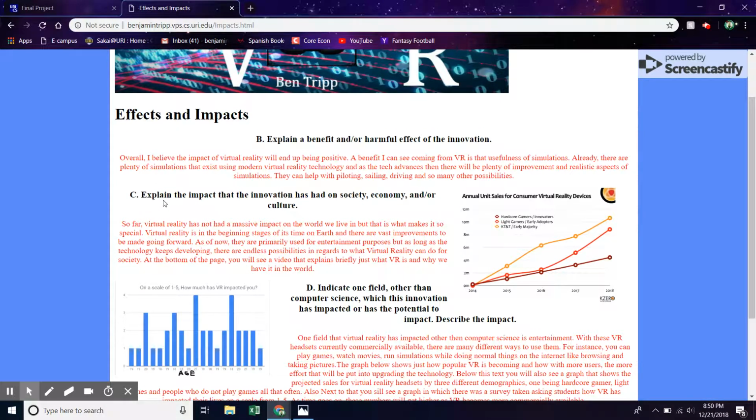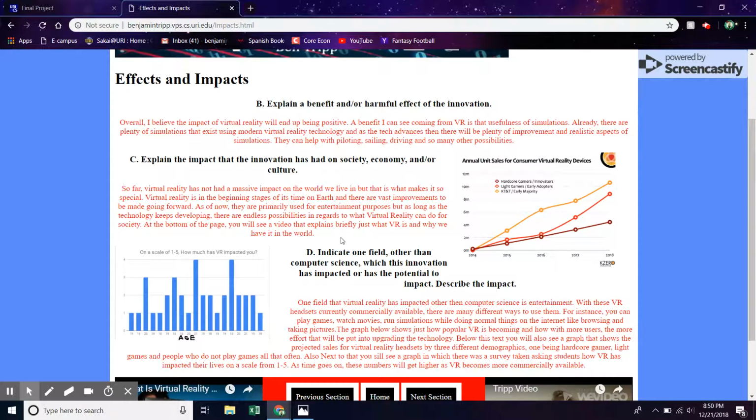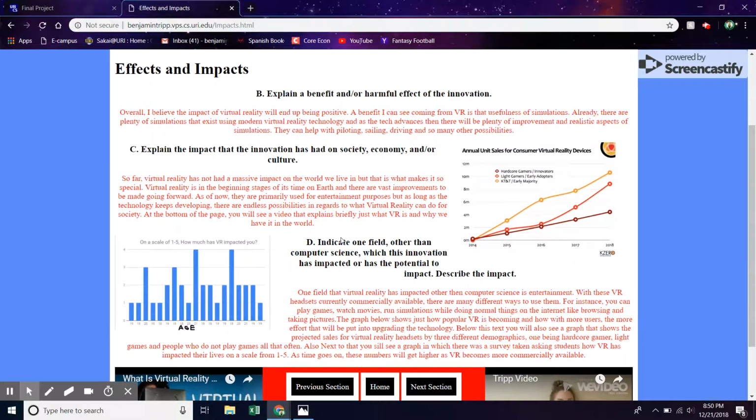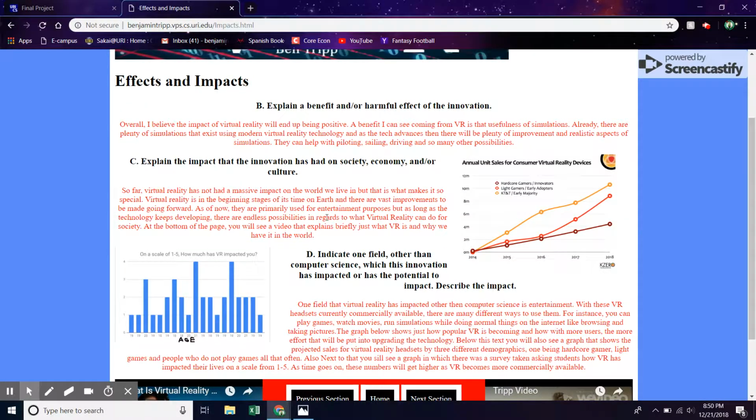For the next prompt, I have explained the impact that the innovation has had on society, economy, and or culture. So mainly I talked about society and culture, as it's a new technology that's developed that is mainly used for entertainment purposes, in which you can play games, watch movies, watch videos, interact with your own world, basically.